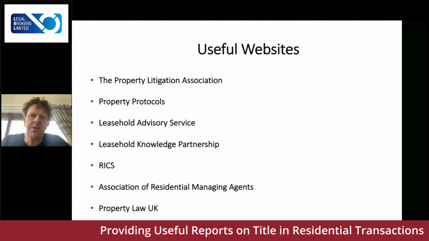The Advisory Service website is pretty much geared to advising landlords, although there's a lot of assistance for leaseholders too. Leasehold Knowledge Partnership is a great counterbalance because there's loads of information there that is useful for leaseholders, particularly with regard to fire safety, particularly with regard to the Building Safety Act 2022 and how that impacts on leaseholders and landlords. I always mention to practitioners the RICS Consumer Guide to Survey and Valuation.